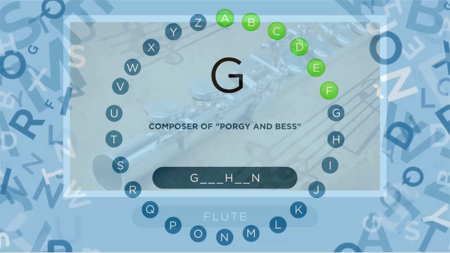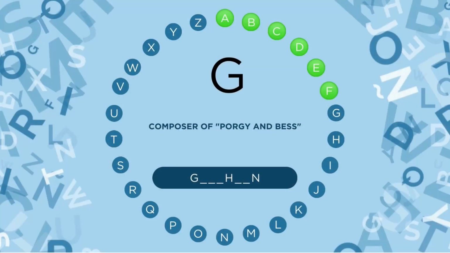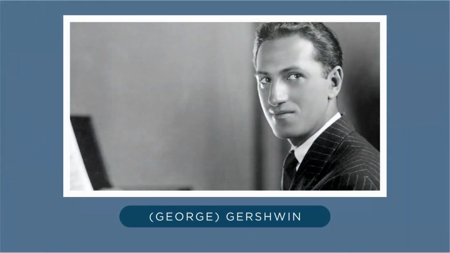Letter G is coming up next. Composer of Porgy and Bess. And the answer was George Gershwin. Very well done if you got that one. Certainly one of the toughest so far in the quiz.